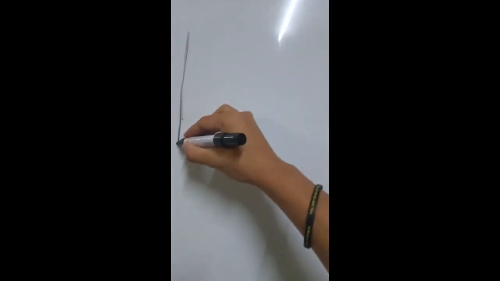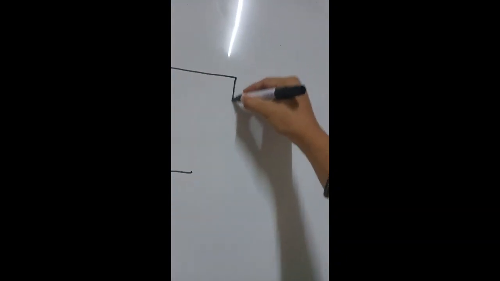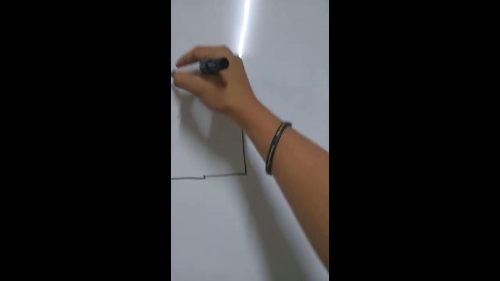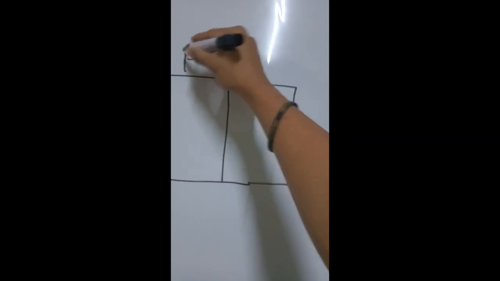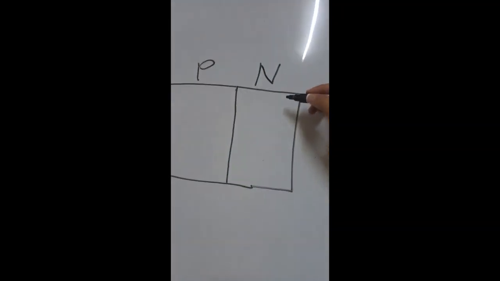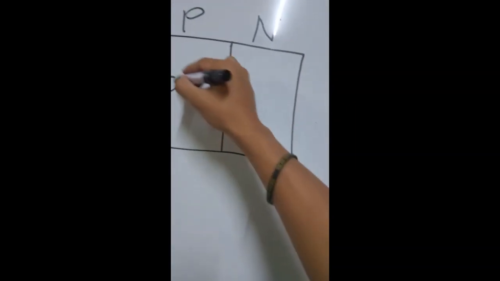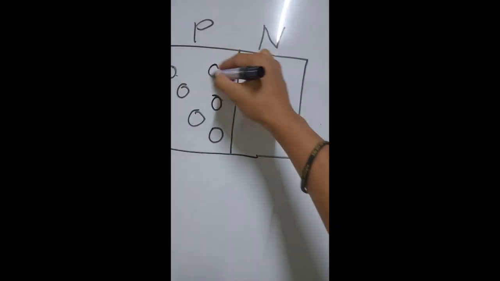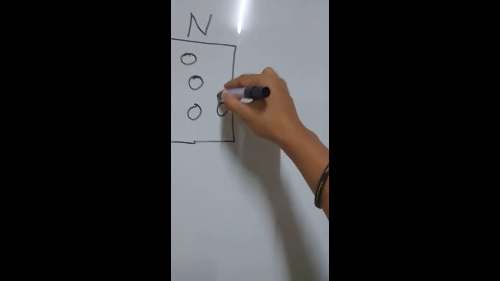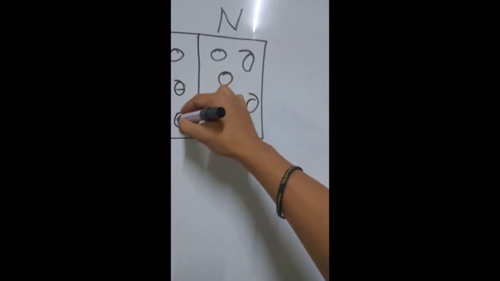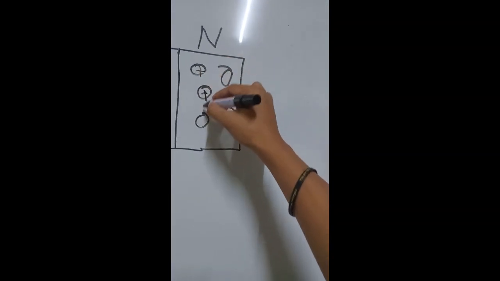Okay, let us sketch the p-n junction in terms of its depletion region. Let us draw something like this. This will be the p-type and the n-type semiconductor. Let's see examples. Okay, this is just an example. This is positive, minus.